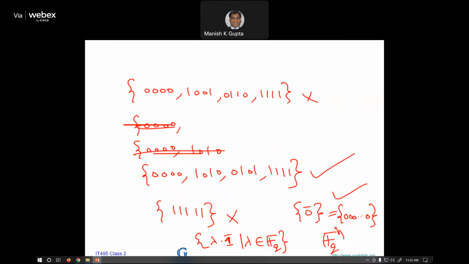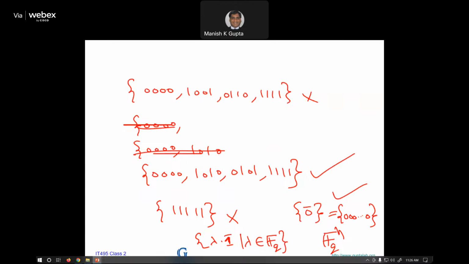1, 1, 1, 1, 1. Any idea? Is it a cyclic code? Well, this vector, if you take the cyclic shift, no matter how many times, you remain in the set. So it is closed with respect to cyclic shift. But this is not a linear space. The 0, 0, 0 vector is not there.